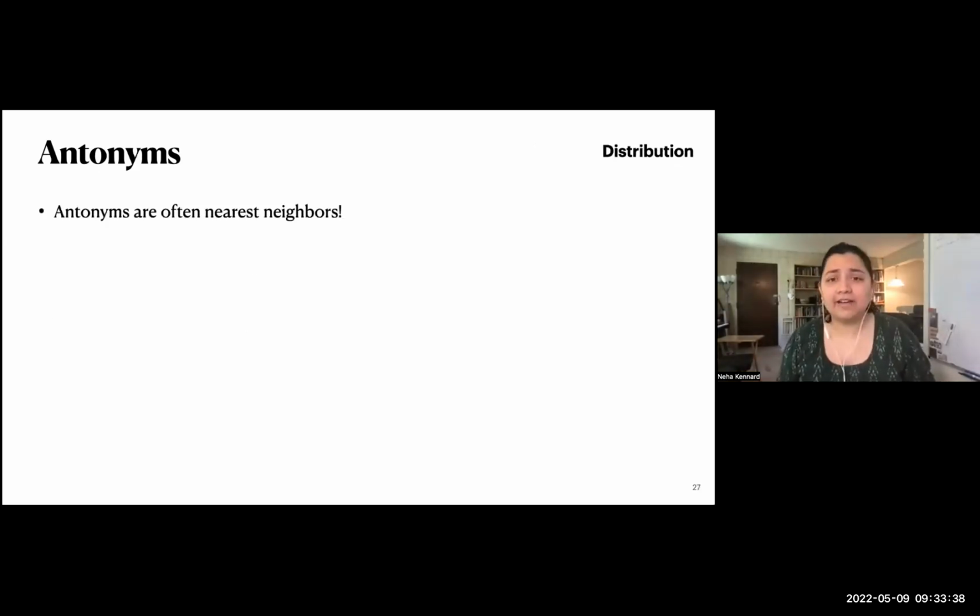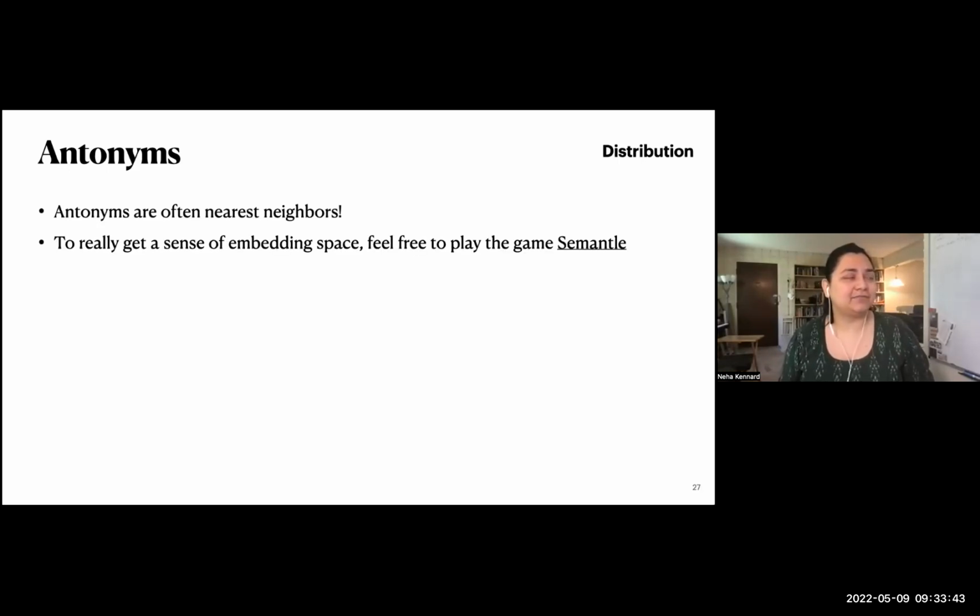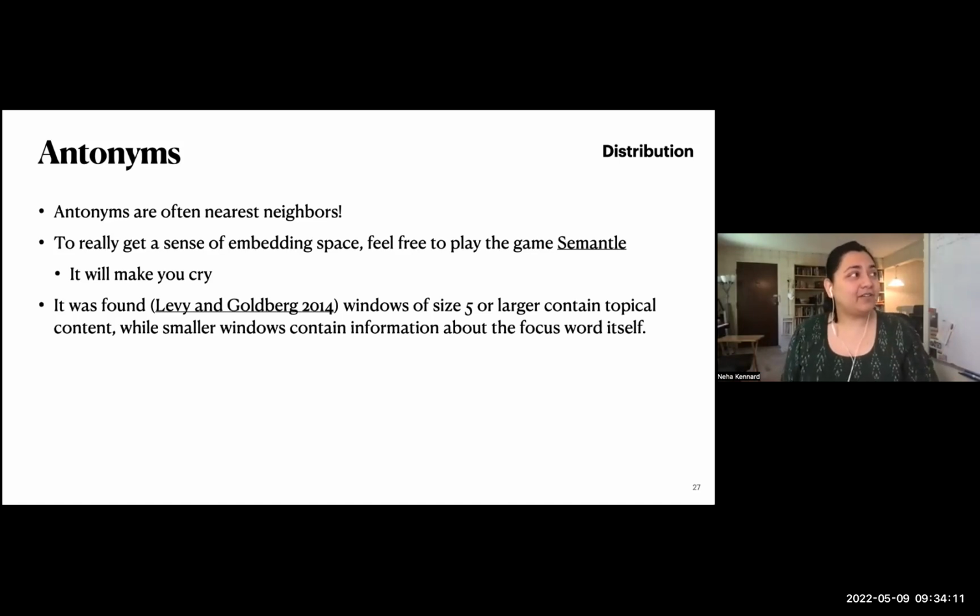And antonyms are actually often nearest neighbors in vector space. To get a sense of the extremely counterintuitive vector space, I would suggest playing this game called Semantle. It's like Wordle, but you try to find a word in word2vec space and it's impossible. It will definitely make you cry because words that you don't think should be together will be together because of weird senses they share or because of antonyms, and it's really weird. So just be prepared for weird things to happen because words are weird. It was found in 2014 that windows of size 5 or larger when you're training your embeddings contain topical content.